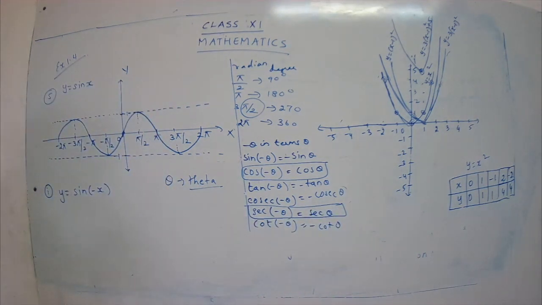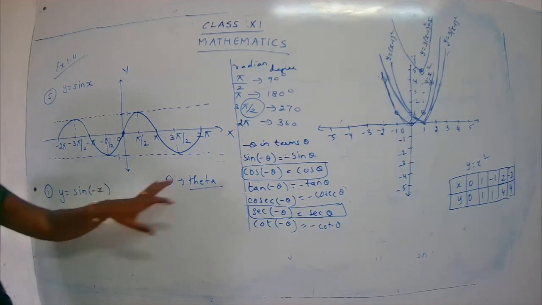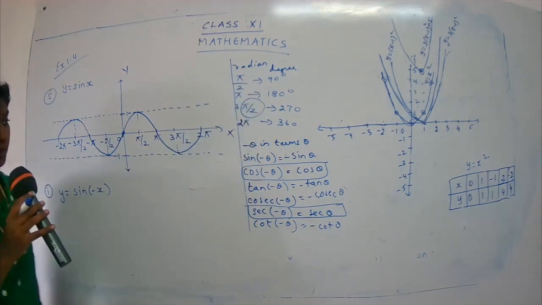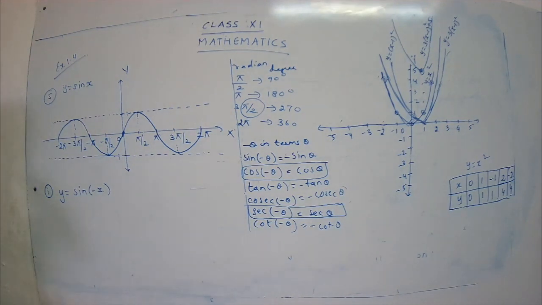And the remaining all 4 have the minus out, that is, the minus sign comes out of the bracket. So sine of minus theta becomes minus sine theta, tan of minus theta becomes minus tan theta, and so on. Clear? So I want you to take this down in your right corner. Have you taken it down, children? Okay.